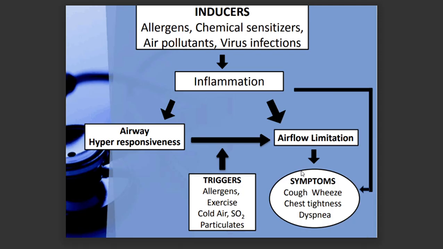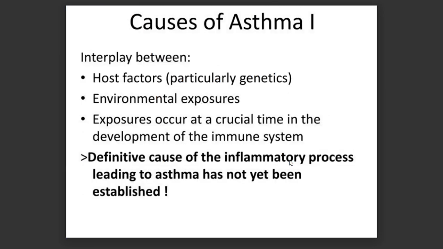Some inducers, such as allergens, chemical sensitizers, air pollutants, and virus infections, lead to inflammation, which again leads to airway hyperresponsiveness and airflow limitation. Some symptoms of airflow limitation are coughing, wheezing, chest tightness, and dyspnea. Some triggers of airflow limitation from airway hyperresponsiveness are allergens, exercise, cold air, and SO2 particulates.